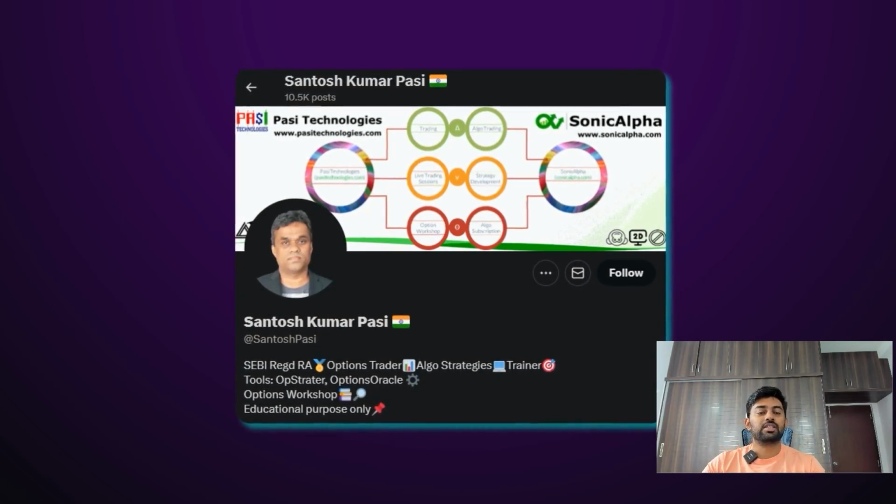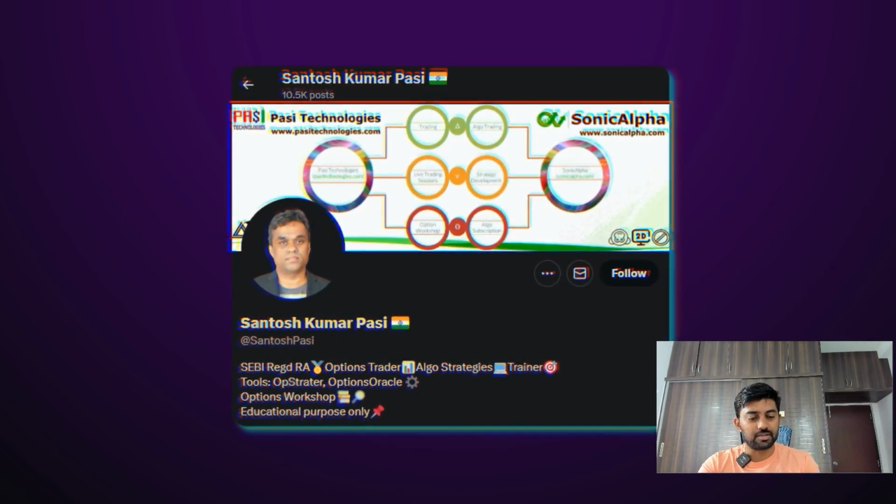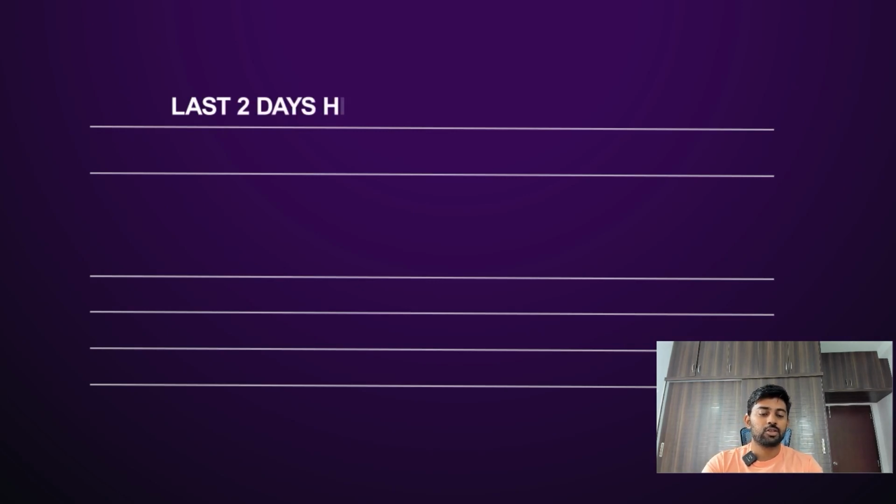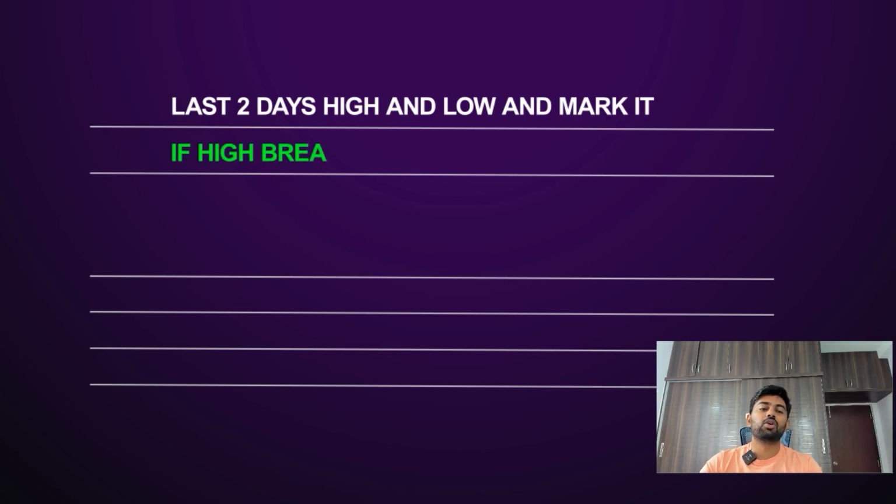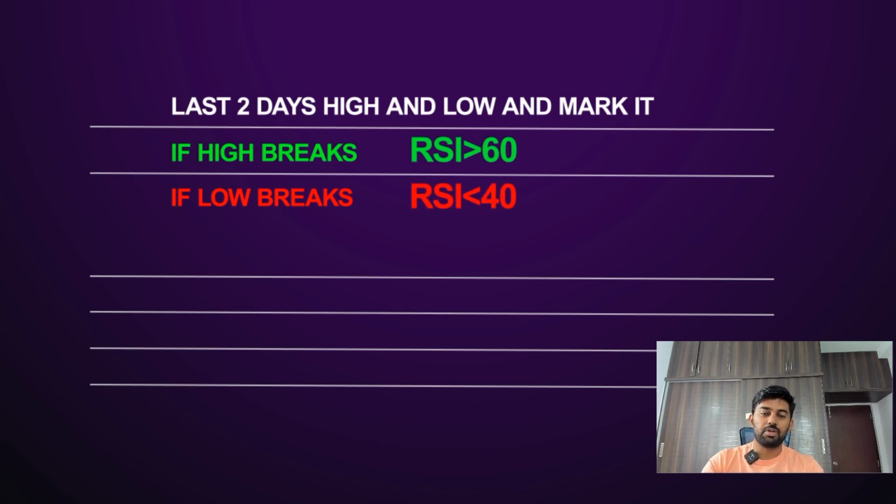According to his idea, the logic is pretty simple. You just take the last 2 days' high and low and mark them, and now if on the next day, that is the current trading day, the high breaks, we would want to check for the buy entry, and if the low breaks, we would want to check for the short entry. When the high breaks, we will also consider RSI to give us the momentum. So RSI should be above 60, and if the low breaks, RSI should be below 40.